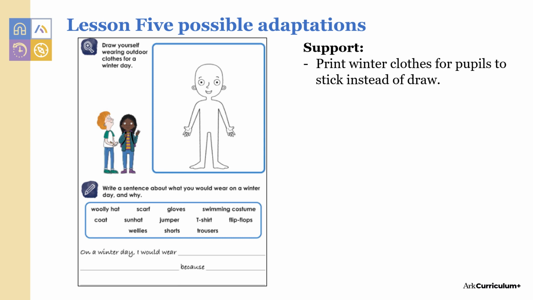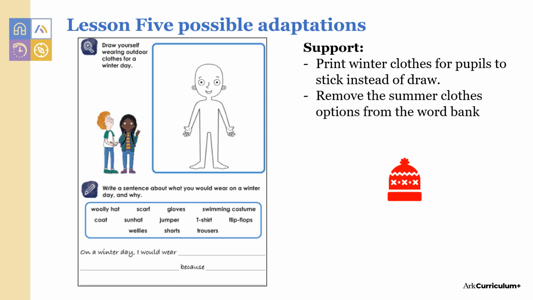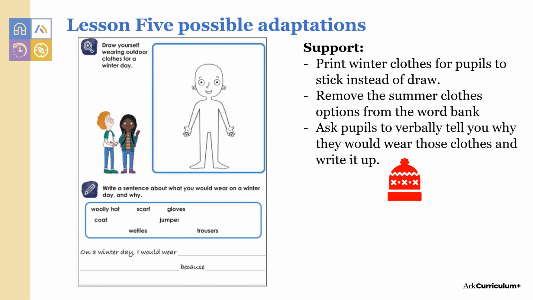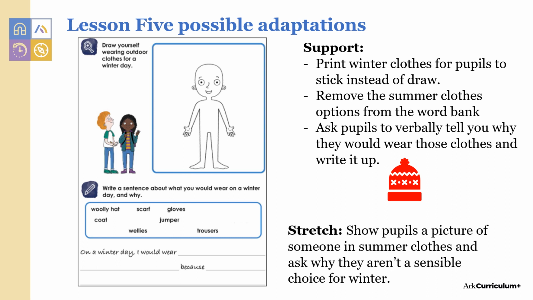Support pupils by printing winter clothes for pupils to stick instead of draw. You could remove the summer clothes options from the word bank. And you could ask pupils to verbally tell you why they could wear those clothes and write it up yourself. Stretch pupils by showing pupils a picture of someone in summer clothes and ask why they aren't a sensible choice for winter.